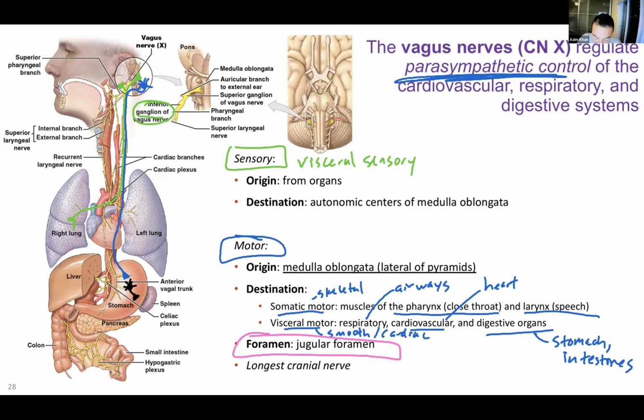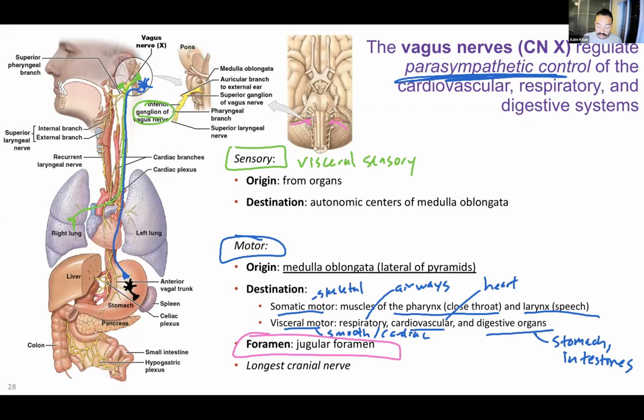In terms of where it comes out on the base of the brain, look just lateral of the pyramids. So here you can see a pyramid. Here you can see another pyramid. It's going to be these large ones coming out this way. That's the vagus. Those are the vagus nerves.